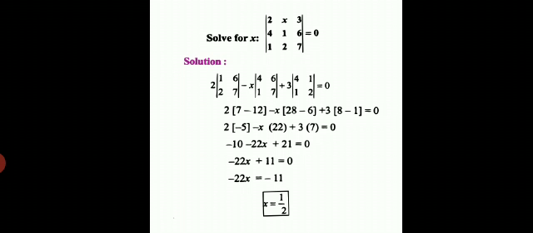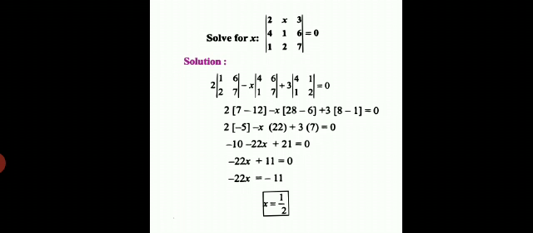These numbers you have to simplify. It comes plus 11 and keep minus 22x as it is. We have to find the value of x here. So shift plus 11 to the right side. The sign will change. Plus 11 becomes minus 11. Now the x value will be minus 11.